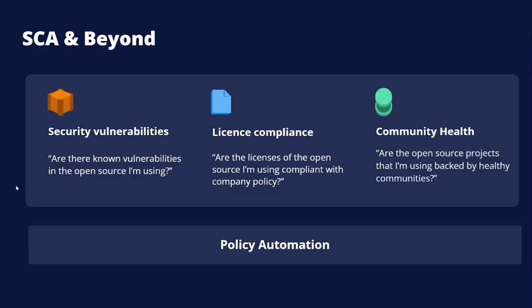So there are three main areas of risks that we work with. First up, of course, we work with security vulnerabilities. And the basic question there is, are there any known vulnerabilities in the open source that I'm using? Of course, we also work with license compliance, answering the main question, are the licenses of the open source that I'm using compliant with the company policy?